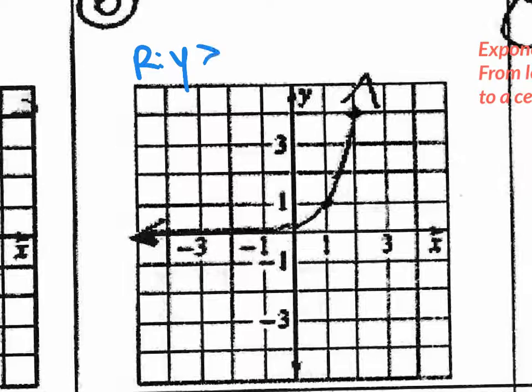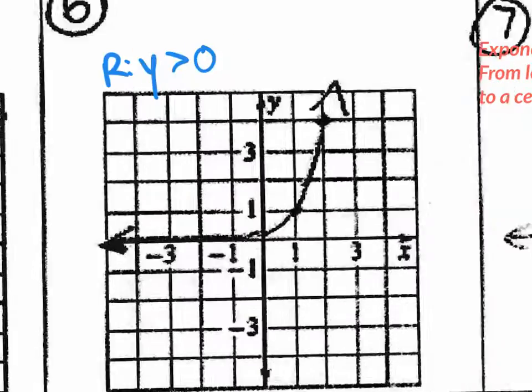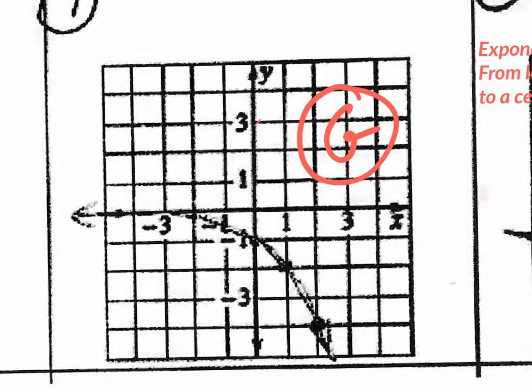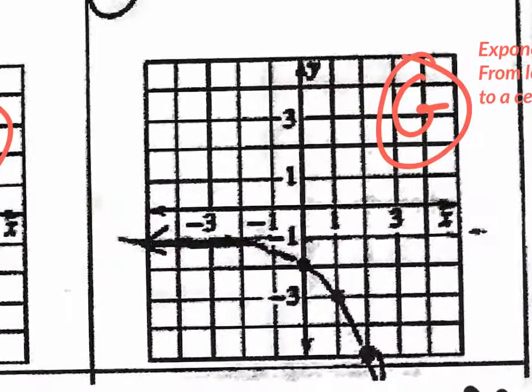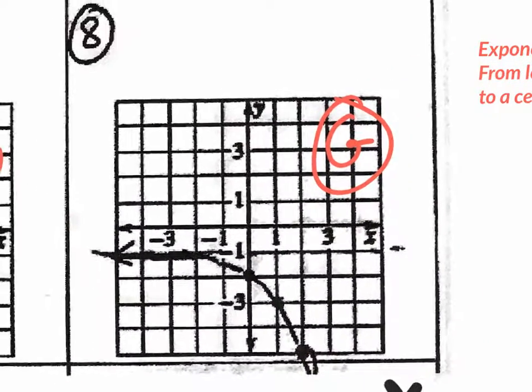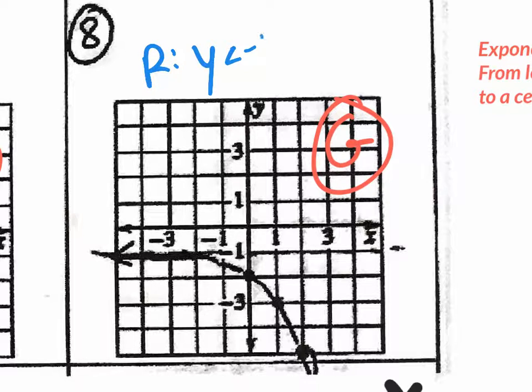Y is greater than 0. That's right. How about over here? What's the range right here? The range, Y is less than 0. That's right. And this last one right here, what's the range? Y is less than -1. Ismail, you got it. Good.